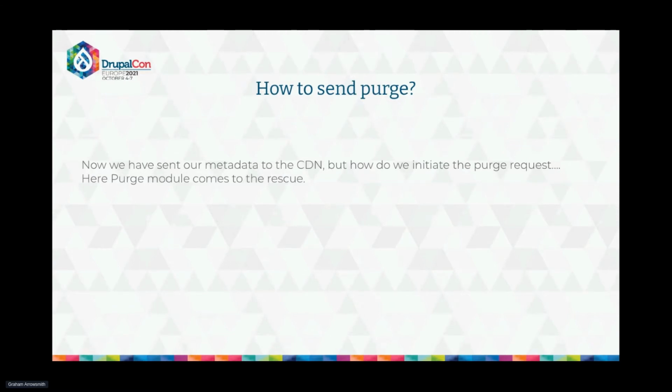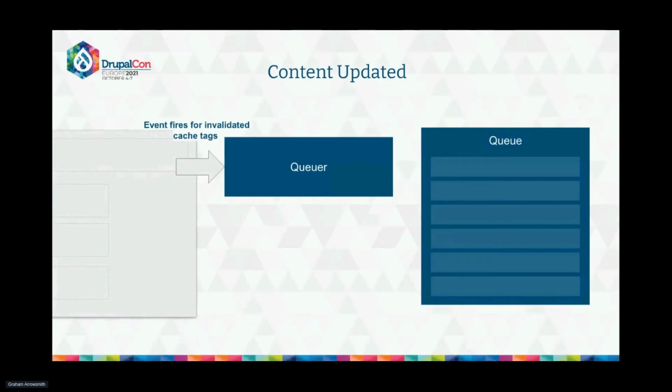So let's start with making an edit to the content. As soon as we make an edit to the content, an event fires for invalidate cache tag, and it basically goes to a queuer. Then the purge queuer listens to that event, creates an invalidation object for each tag which is invalidated, and then places those invalidation objects into the queue so that it gets cleared remotely as well.